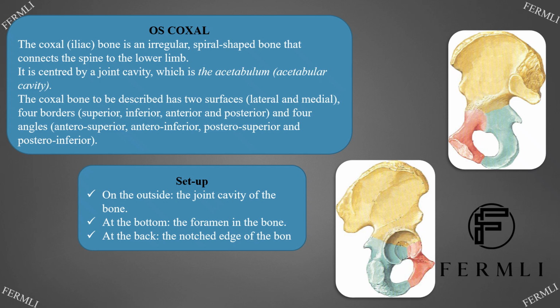On the outside, the joint cavity of the bone. At the bottom, the foramen in the bone. At the back, the notched edge of the bone.